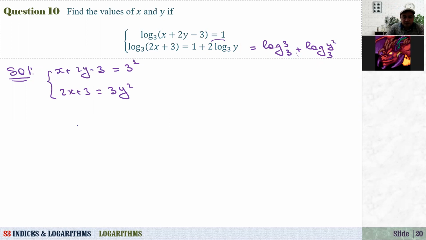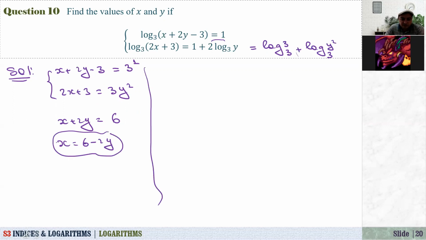Now, if you simplify the first one, here we have x plus 2y. Take negative 3 to the right-hand side, it will be 6. And how about the second one? The second one is 3y squared equals x plus 3, right? So from the first equation, I can just express x in terms of y and substitute into the second equation and solve this. So from here, x equals 6 minus 2y.